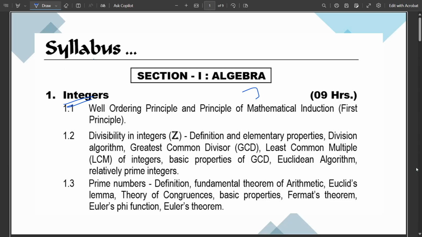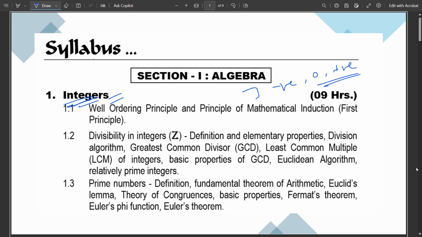So guys, our first chapter is integers. Well, you have studied integers right from your primary and secondary school. So I don't think it is needed to explain much about integers. You know that integers are numbers that belong to negative numbers, zero and positive numbers, of course.